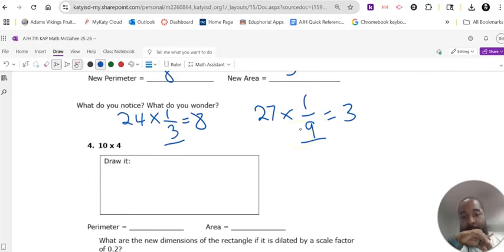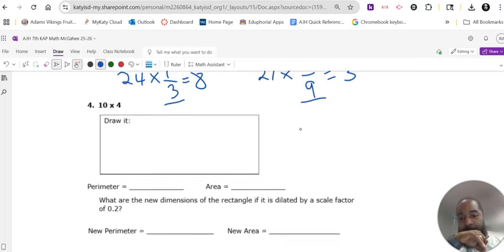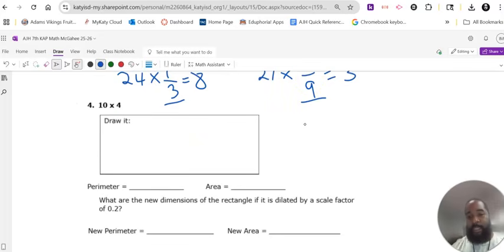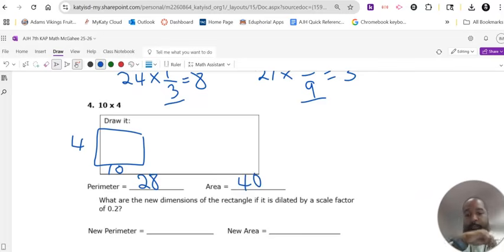Okay, so then I think this will be my last one, and I'll let you guys work through the rest of them so you can kind of figure out this pattern. But this guy is a 10 by 4. Okay, I have a 10 by 4 rectangle. Let's call this one 4 and this one 10. So 20 plus 8, the perimeter would be 28. Okay, and the area would be 40.